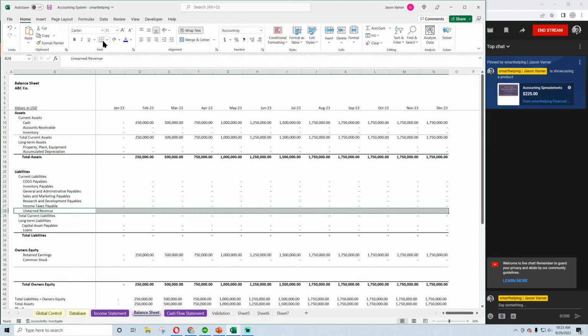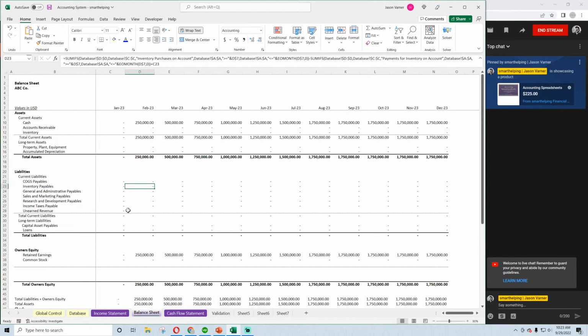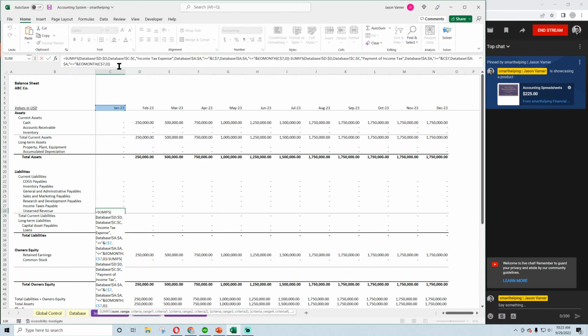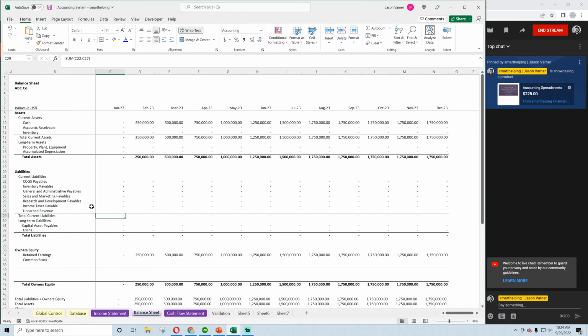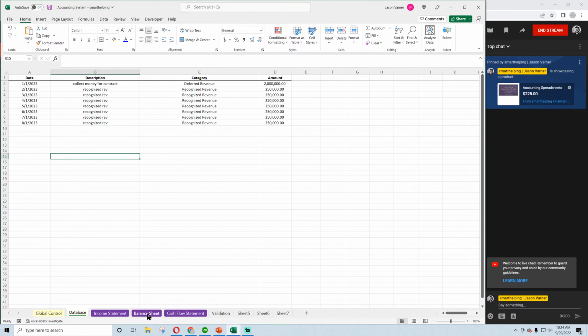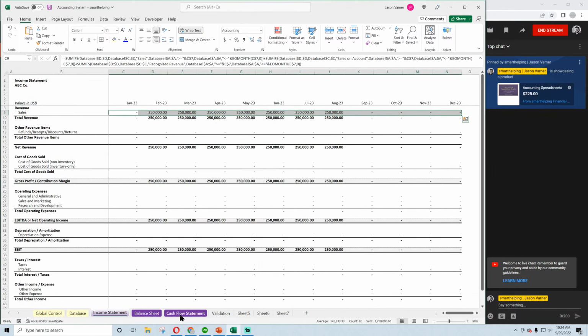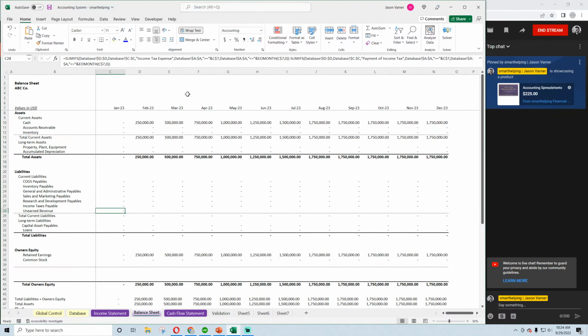Let's format our line here. Now, unearned revenue will equal anything that says, what was our entry? What do we call this? Deferred revenue. All right, so we add this deferred revenue, and then we subtract, I believe I called it recognized revenue.